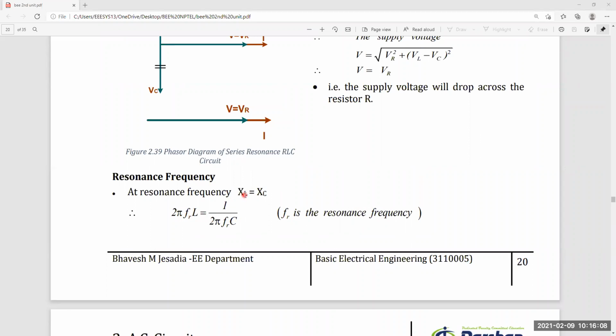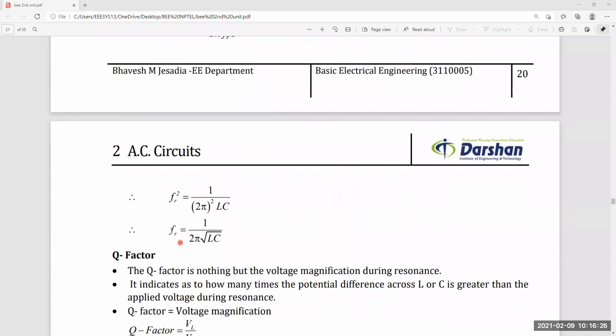You know well, XL is equal to omega L and XC is equal to 1 by omega C. Omega L is nothing but 2 pi FL, and XC is 1 by 2 pi FC. Omega is equal to 2 pi F, you know well. Then 2 pi FL is equal to 1 by 2 pi FC. Then F is the resonance frequency, so we get it like this.